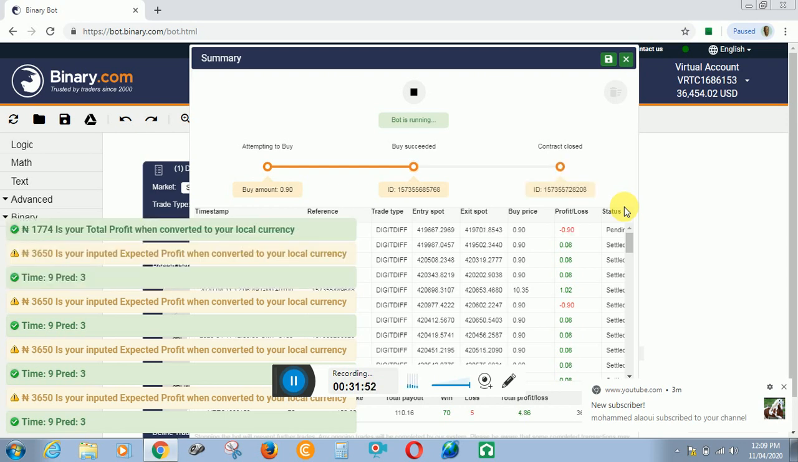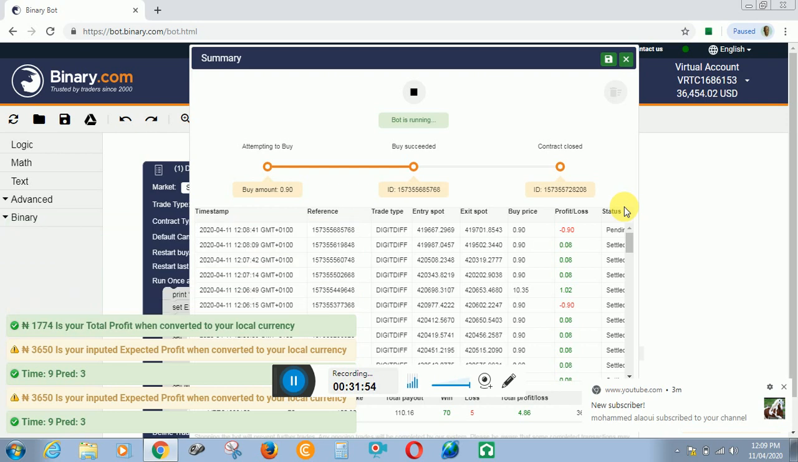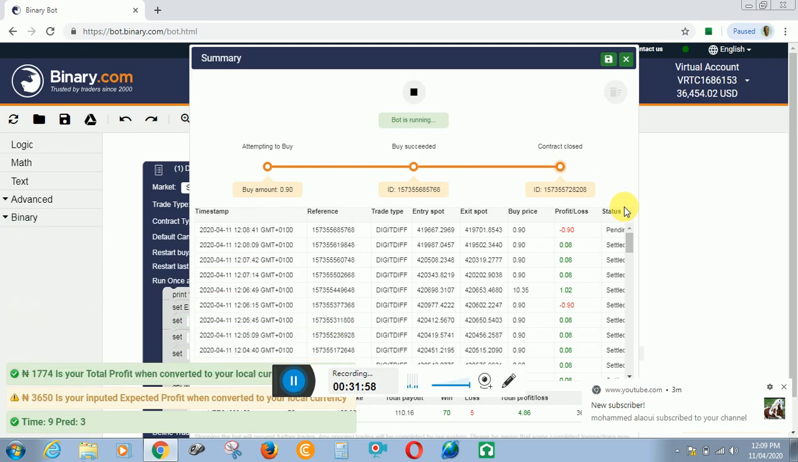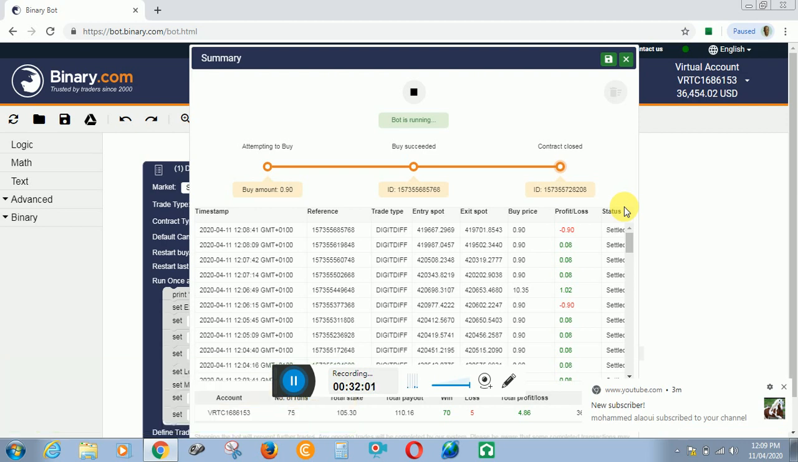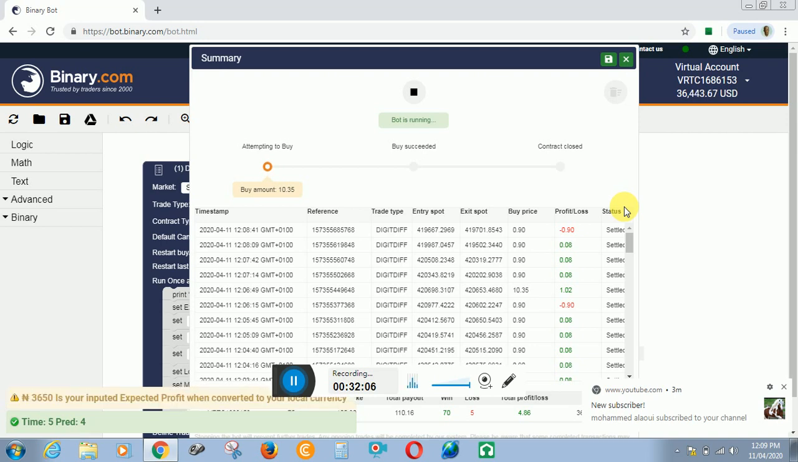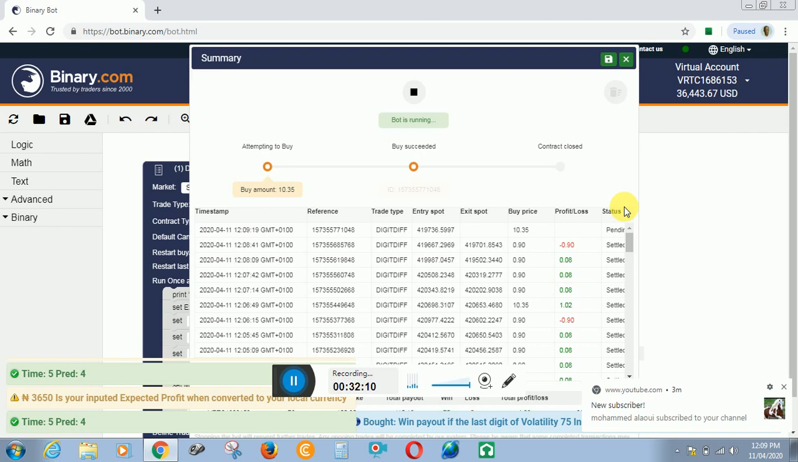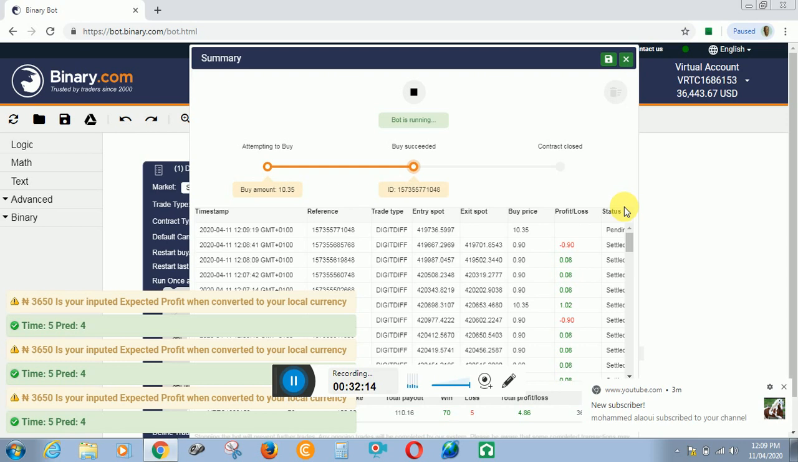Okay, we have our sixth loss now, and then we have 72 wins. Six losses with 72 wins. And it's going to stake this one and it will shoot another trade as we wait to see the results. Okay, it has another loss.